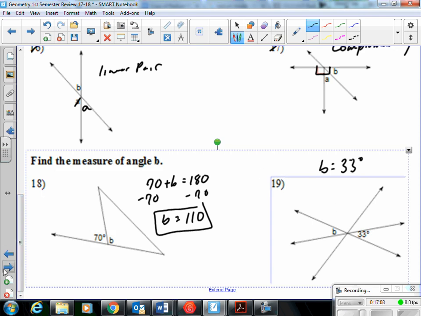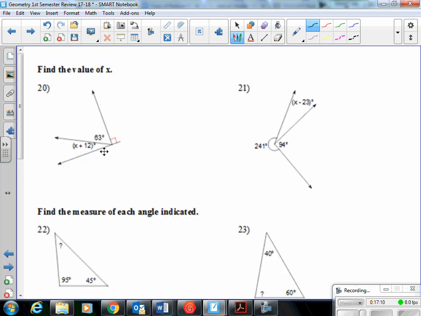All right, so on to the next page, which is actually, let's see, 18, 19, 20, 21, making the numbers match yours. So find the value of X.